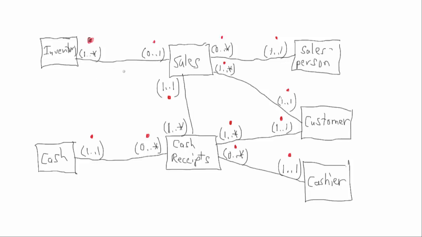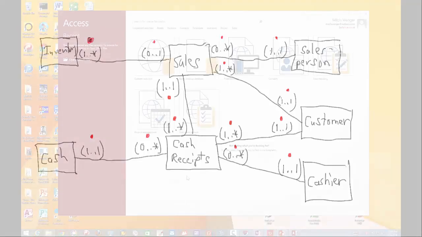And then finally, for each sale that is made, we'll have at least one cash receipt, but we could have many cash receipts. So think about someone who buys something, maybe makes a down payment on it, pays the rest later, or buys it on a monthly installment plan. So they may have many different payments. So now let's take a look at putting this into an actual database.